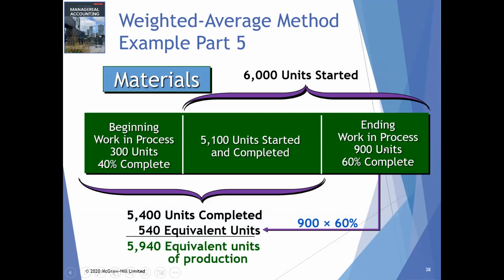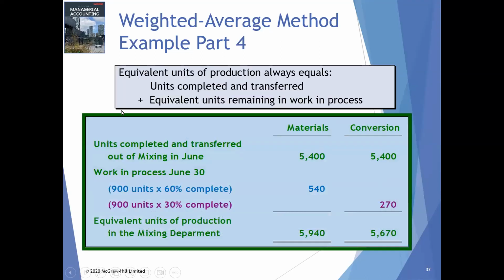At the end, you can see 900 units were also there. So it means the 5,400 units were completed, and 60% of the 900, that is the 540, gives 5,940 equivalent units of production in case of material. I'm talking about the material here, which we have already calculated.